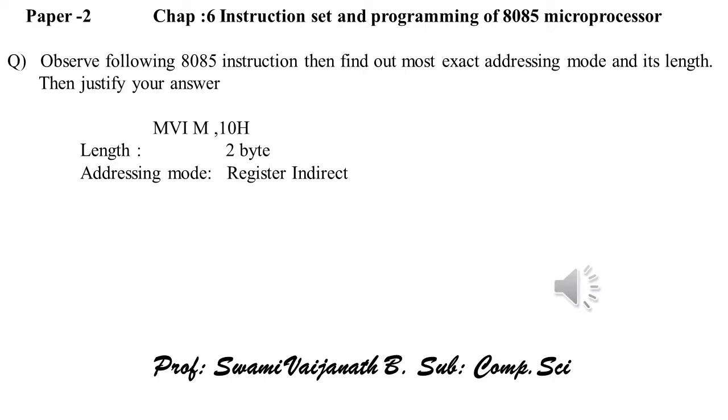Why is it register indirect? Because at the destination location register M appears, which is addressed by the HL register pair. Although immediate data appears at the source location, M is addressed by the HL pair, so its addressing mode is register indirect.